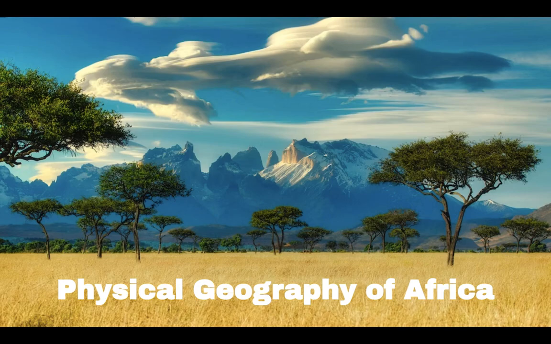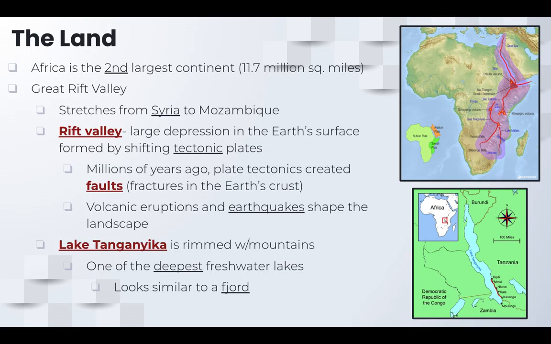To talk to you about the physical geography of Africa. We're going to talk about different mountain ranges, deserts, rivers, lakes, all kinds of different fun landforms. We'll get into the climate and vegetation of Africa. So we're going to talk about the general physical geography of Africa today. So here we go.